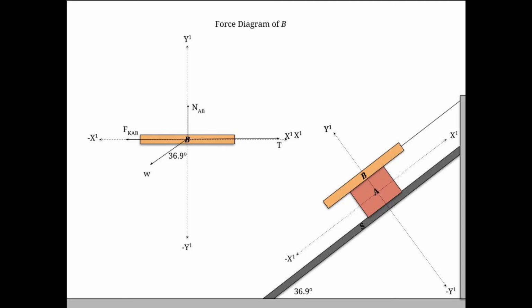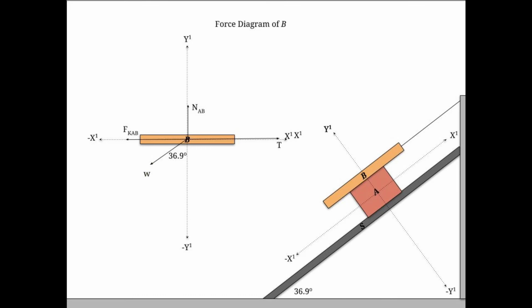Before we move on, we have to find what the normal force AB is, and to do this, we have to create another force diagram, this time for plank B. In the positive y' direction, the only force acting on B is the normal force AB. In the positive x' direction, the only force is the tension from the cord. In the negative y' direction, the only force is the vertical component from weight W.